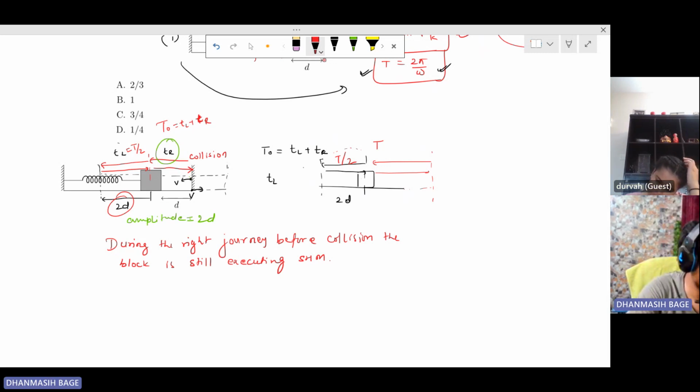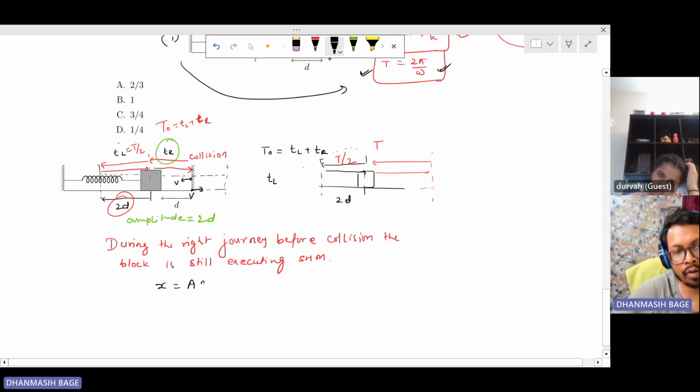An SHM is given as x is equal to A sine omega t. Do you know this formula? Yes, sir. In this case, what is the amplitude for this second motion? 2d, right? So x is equal to 2d sine omega t. When it has covered only d distance here, what is the time taken to complete the journey from here to here? We can get that time and just double that time, right?